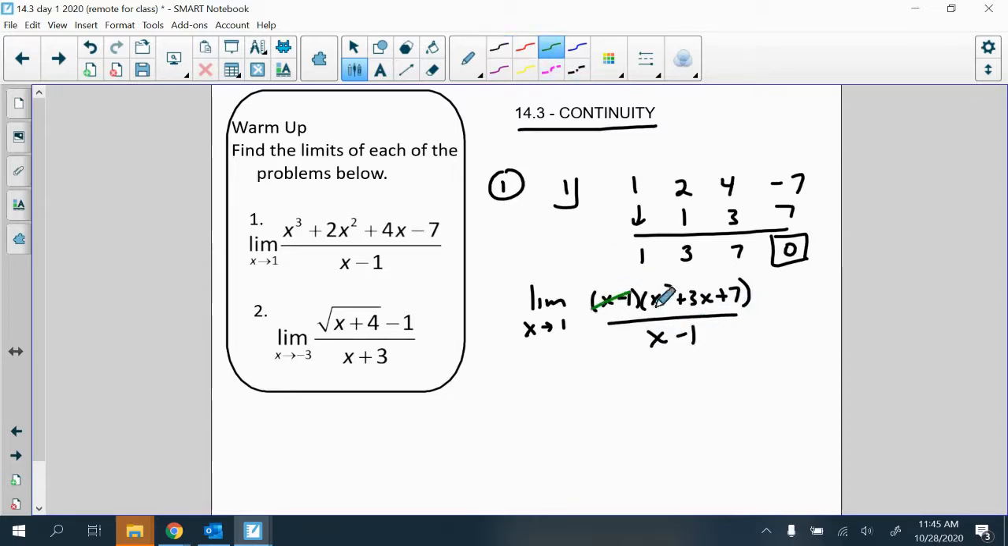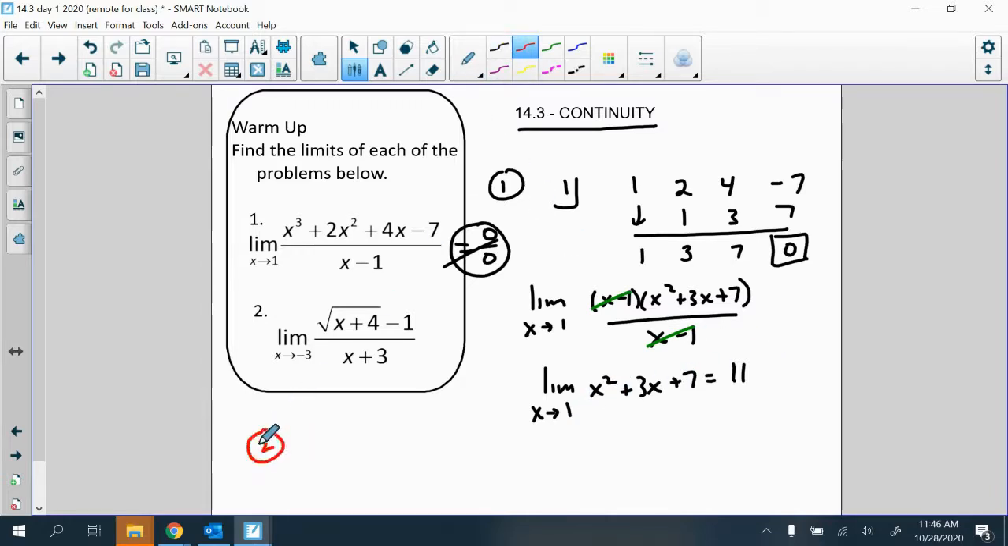So now I can cancel those off. And the reason that I had to do this in the first place was this ends up being an indeterminate form if I plug in 1. So that's an issue. I have to see if I can cancel some stuff off. So the limit as x approaches 1 of x squared plus 3x plus 7 is equal to 11, because now I can directly substitute 1 in.